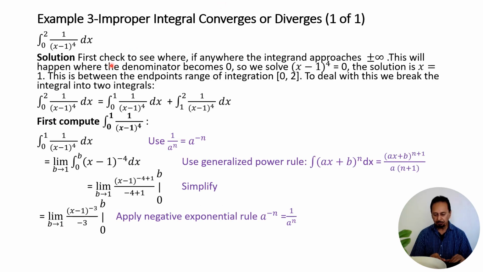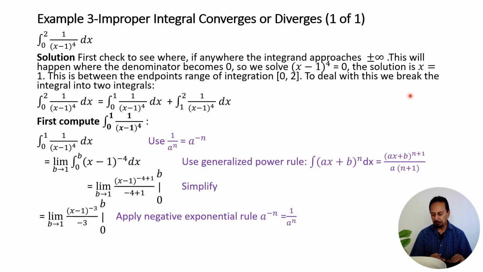So here is example 3. Integral from 0 to 2 of 1 over x minus 1 to the power 4. First we check to see if anywhere the integrand approaches plus or minus infinity. What is the integrand? 1 over x minus 1 to the power 4. This will happen where the denominator becomes 0. So we take the denominator x minus 1 to the power 4 equal to 0, and we get x equals 1. And this 1 is between 0 and 2, in the range of integration.